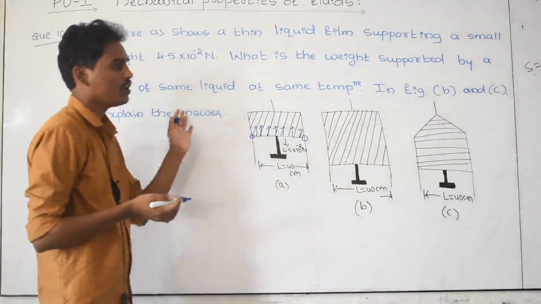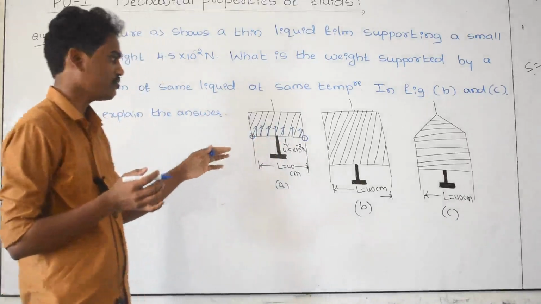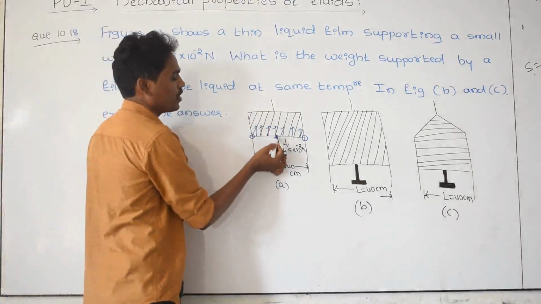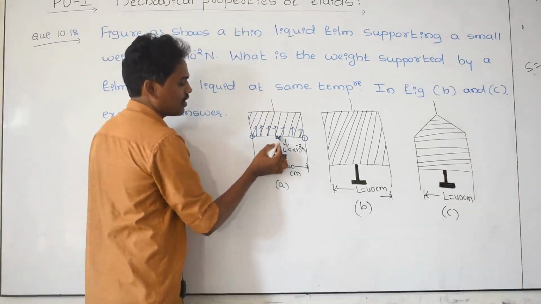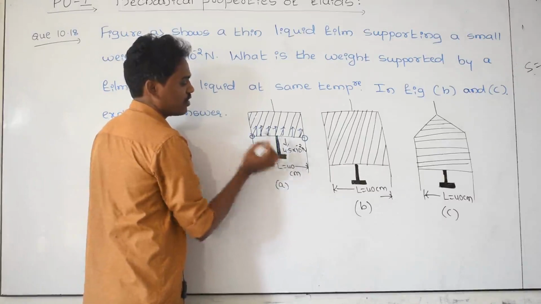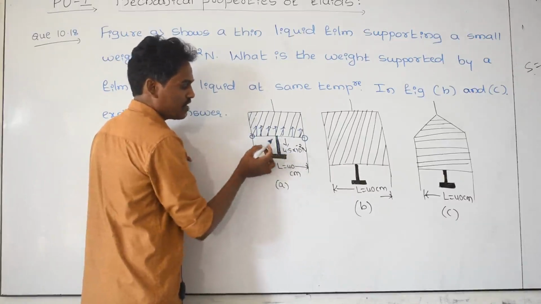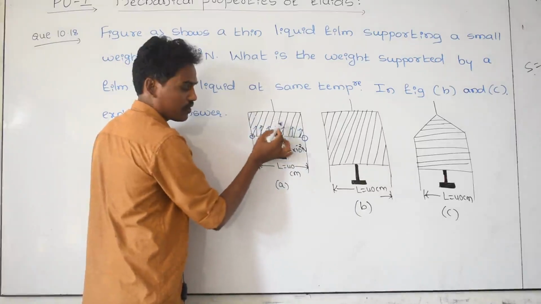In all three cases, temperature and the length of the slider is same. First you need to find out this soap film supporting this much of weight. The downward weight on this wire is 4.5 into 10 to the power minus 2 Newton. This downward weight is balanced by this soap film. And what is the surface tension of this soap film? You need to find out.